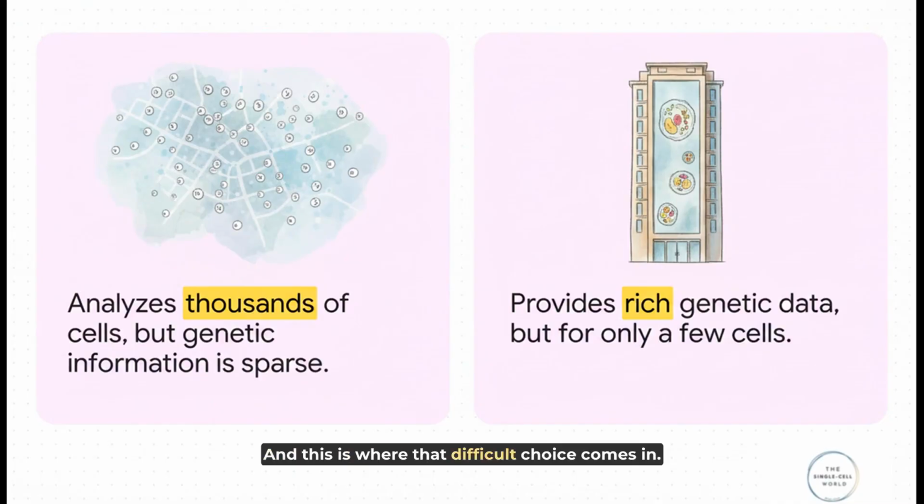And this is where that difficult choice comes in. It's always been this classic trade-off. On one side, you've got these amazing high-throughput single-cell RNA-seq methods that let you look at thousands upon thousands of cells at once. The problem, the information you get about those mitochondrial barcodes is super sparse, almost useless. On the other side, you have methods that give you really rich, deep genetic data, but for only a tiny number of cells. It's like you could either have a blurry satellite photo of an entire city or a crystal clear, high-def photo of a single building. You just couldn't have both at the same time.